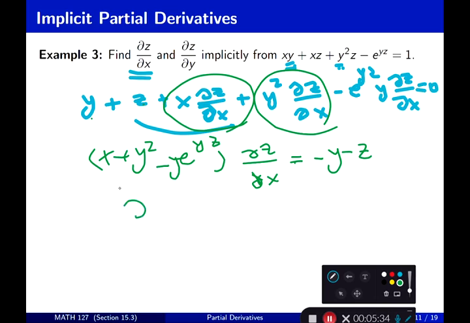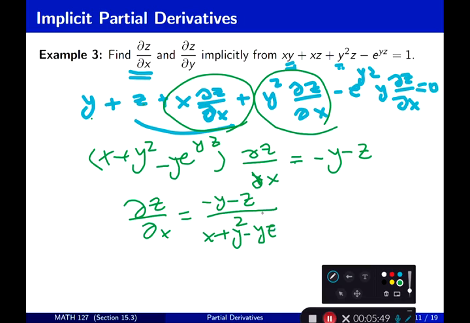Now solving will give me the partial of z with respect to x is equal to negative y minus z over x plus y squared minus y e to the power yz. So this is the partial with respect to x. Now let's do the partial with respect to y.